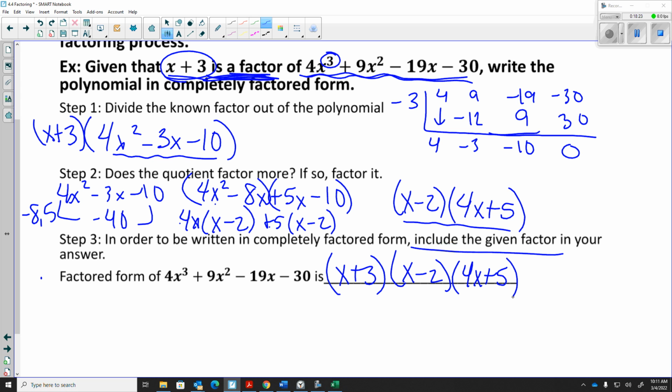Does that make a teeny bit of sense? So if you're given a factor at the beginning, you start by dividing. Whatever's left over, you try to factor that thing some more, and then you put all the pieces together in the end.